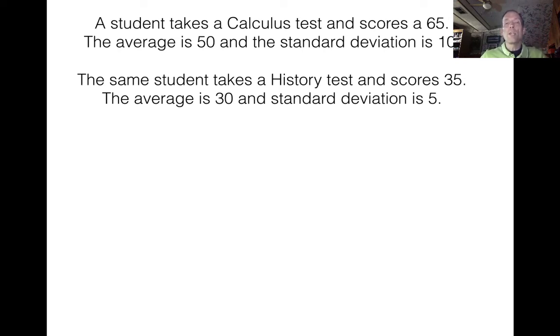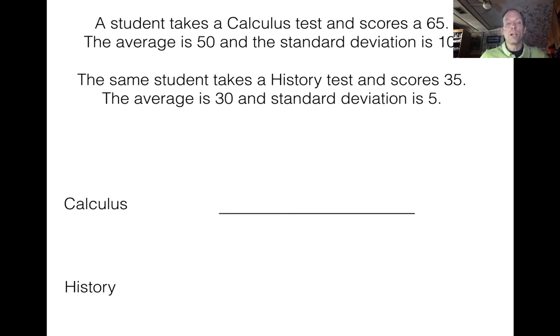In our example here, we've got a student. They're taking two different tests, a calculus test and a history test, and we have some information about how they performed on each test, an average for each test and a standard deviation, as well as the scores. And we're going to use standardization to figure out in which case the student scored higher on the test. So first thing I'm going to do, we're going to go ahead and write down calculus and history. And I'm going to make a little number line here.